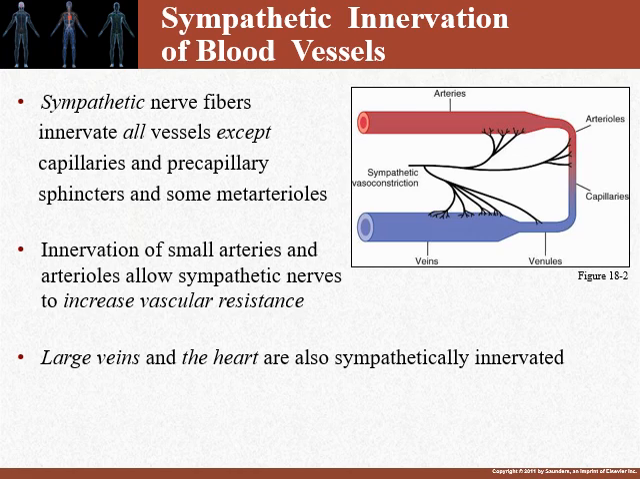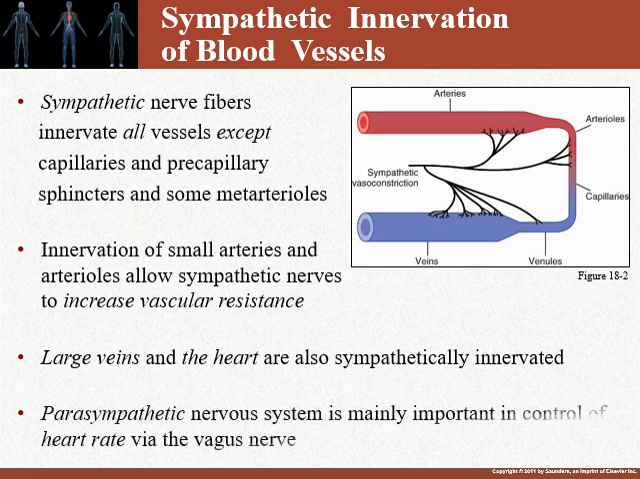Now, large veins and the heart also have sympathetic innervation. However, the parasympathetic nervous system is mainly important in heart function, and mainly the heart rate function. As we have seen, the vagus nerve supplies mainly the area of the SA node, which controls the rhythm or the heart rate.